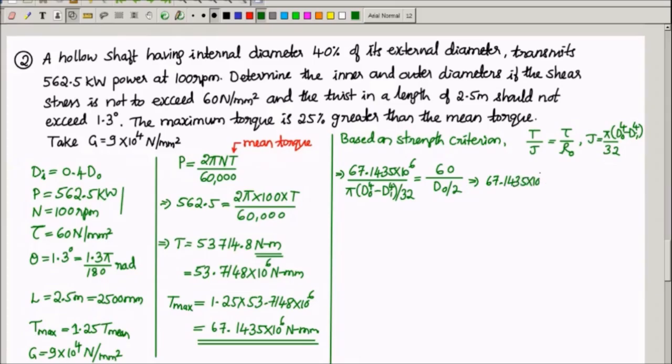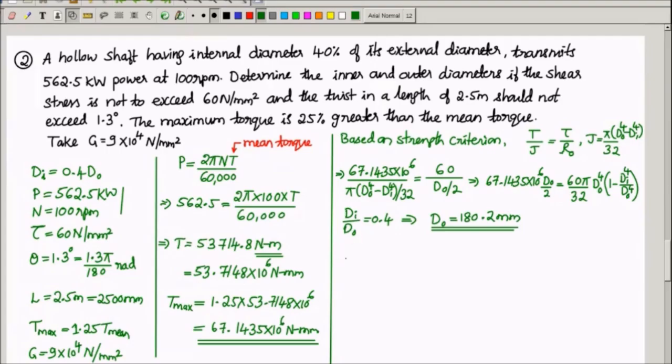I will write it as 67.1435 into 10 power 6 into D naught by 2 is equal to 60 into pi divided by 32 into, see, D naught power 4, I will take it outside. So it becomes 1 minus Di power 4 divided by D naught power 4. Now, one of the D naught can be cancelled with the D naught of the left hand side. So it becomes an equation in terms of D naught cube. Di by D naught, if you take, it is 0.4 here. It's given in the problem. So you substitute this and find out what is D naught from this. So you will get D naught as 180.2 mm. And from this you can find out Di also. We will do that later.